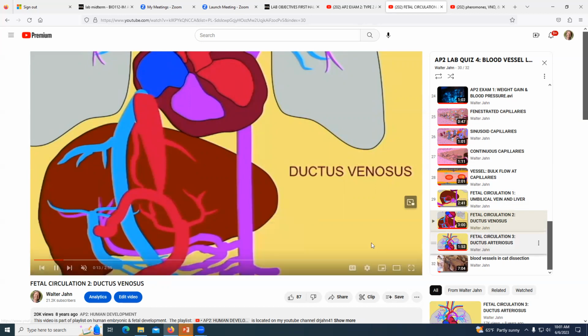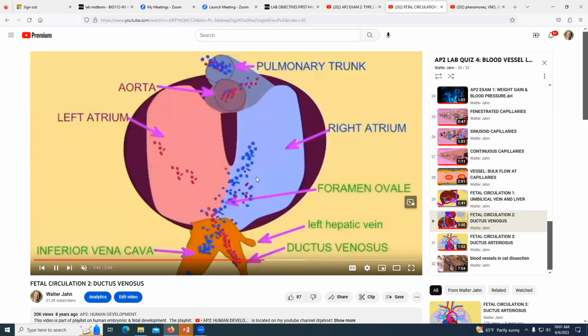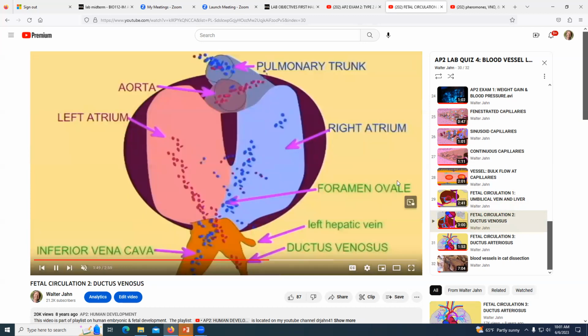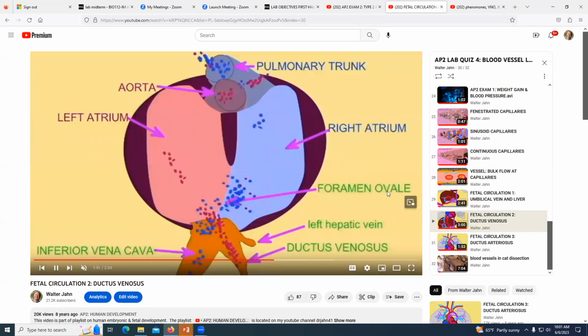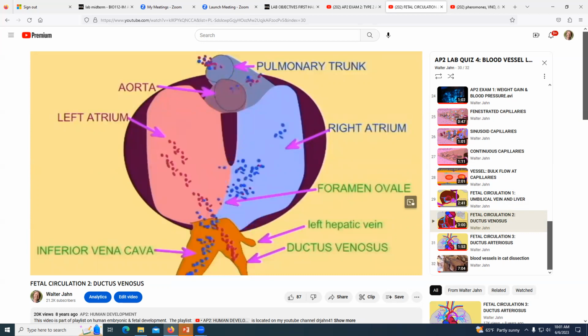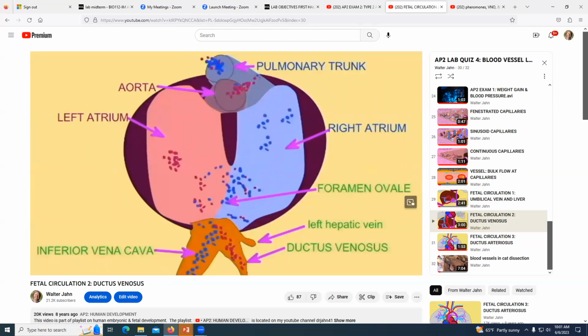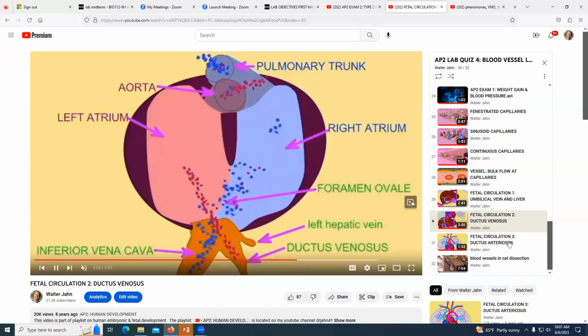Second difference in the fetus is there's a hole in the heart. So connecting the left and the right atrium, there's a hole that's called the foramen ovale. So if I showed you a fetal heart and I asked you the hole, you would say that's the foramen ovale. Multiple choice question, that would be the fossa ovalis, right? The depression in the adult where that hole once was.